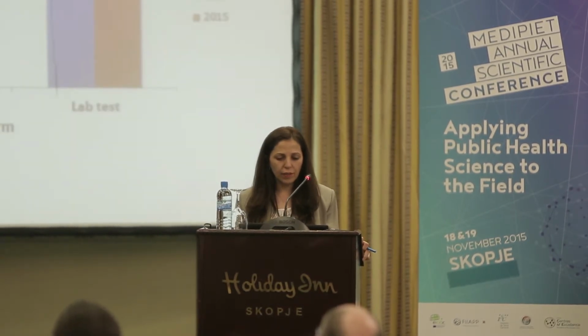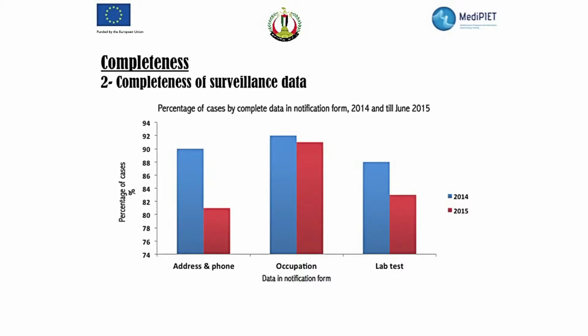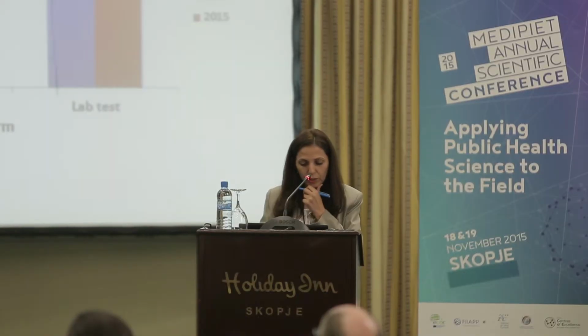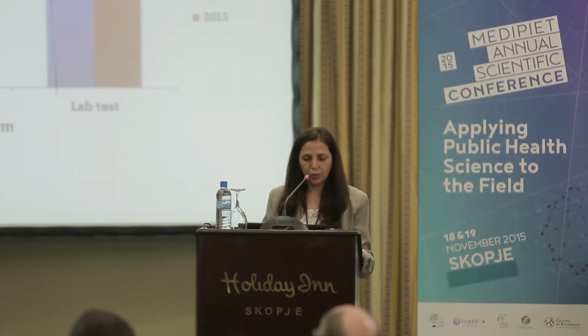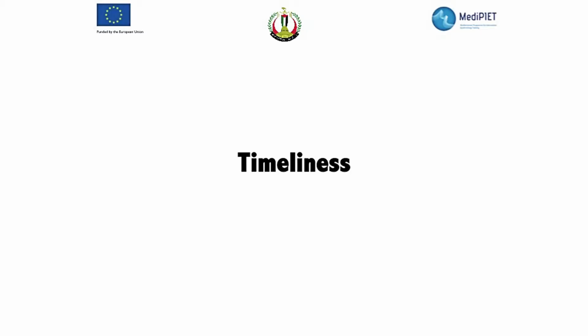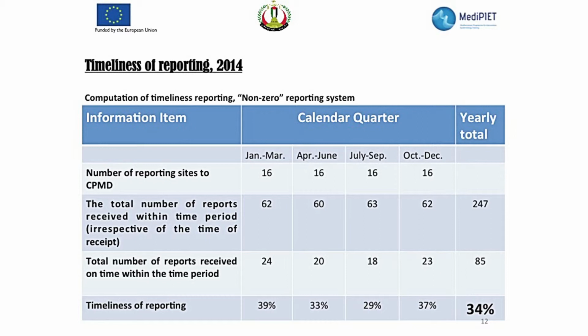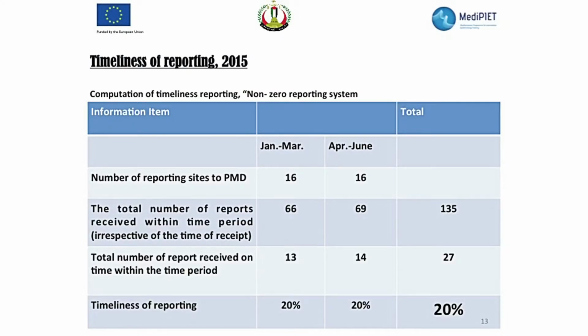The second dimension of completeness is surveillance data. From the notification forms, we found that address and phone, occupation, and lab tests are the variables with the most missing data, and they are more in 2015. For example, in 2015, 20% of data about address and phone are missing. For timeliness, we used this table, which was developed by WHO to compute the timeliness of reporting, and we found in 2014 that only 34% of cases were notified to the Central Preventive Medicine Department, and in 2015 only 20%.